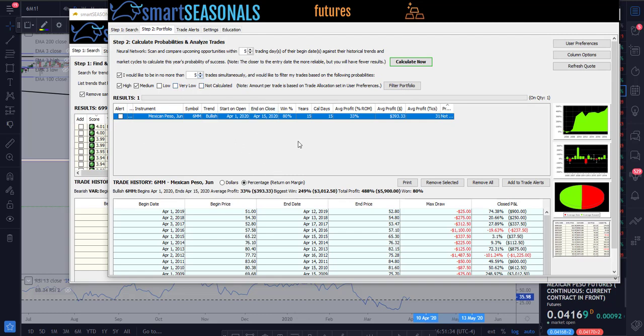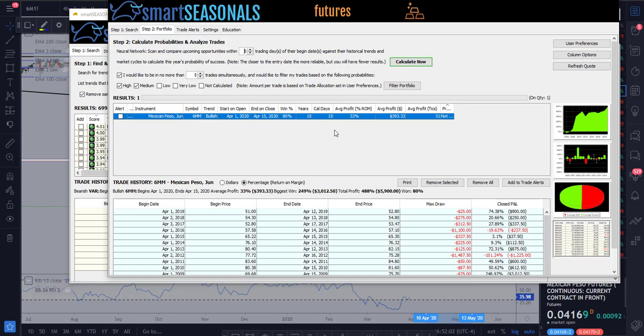Smart Futures pulled up a market that begins on or around April 1st with an end date of around April 15th. Now, again, that's nothing set in stone. Those are just suggested or most favorable seasonal guidelines based on 15 years of data, which is pretty good. You can see this trade has an 80% win rate over the last 15 years.